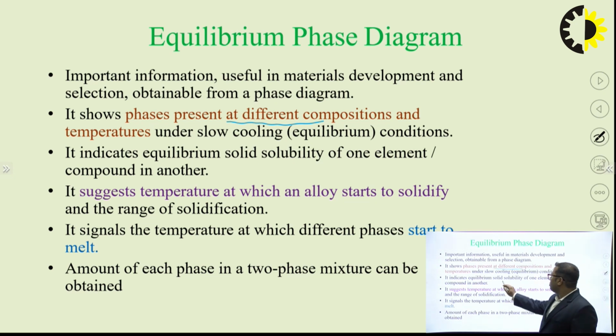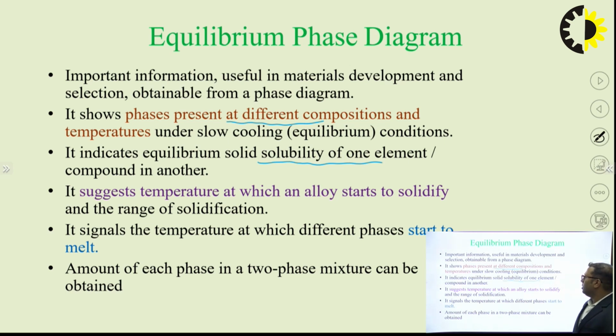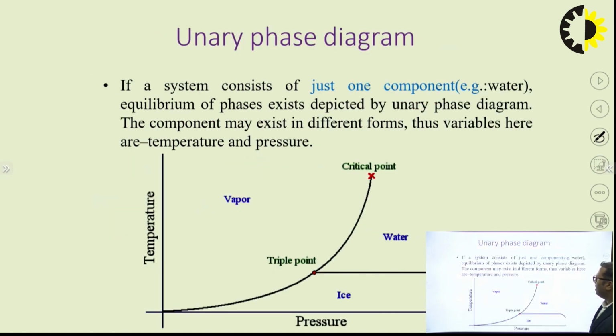It indicates the equilibrium solid solubility of one element or compound in another. It suggests the temperature at which an alloy starts to solidify and the ranges of solidification, and it signals the temperature at which different phases start to melt, and the amount of each phase in a two-phase mixture can also be obtained. So coming to the unary phase diagram, this is the unary phase diagram for water. You can see that there is one triple point at which liquid water, vapor, and ice coexist. Generally a unary phase diagram is drawn for the most pure form of elements like water, or carbon.